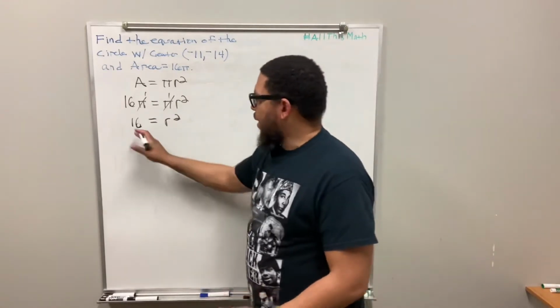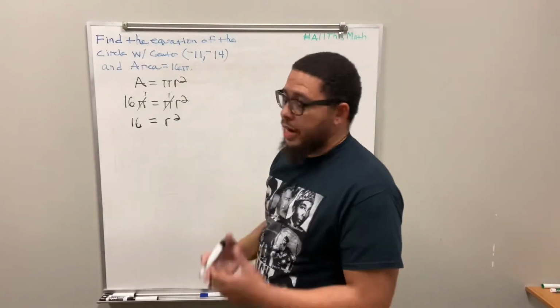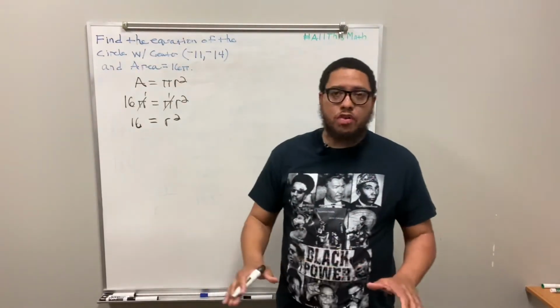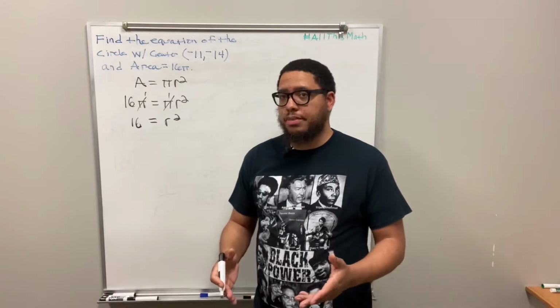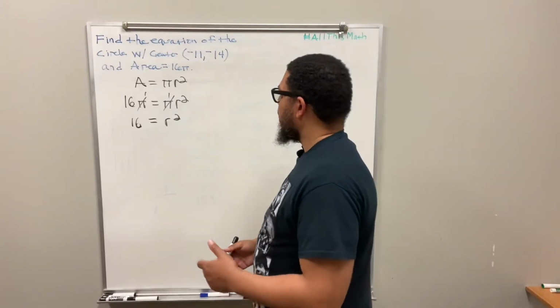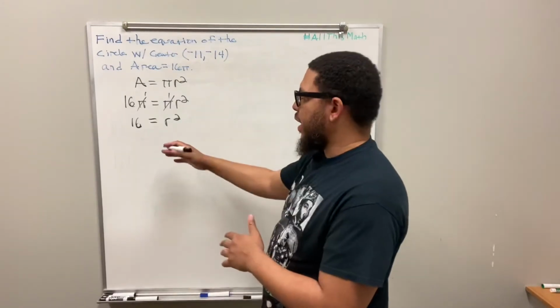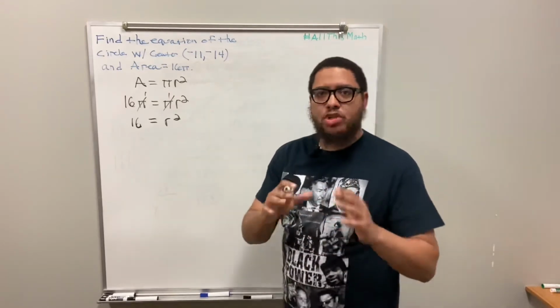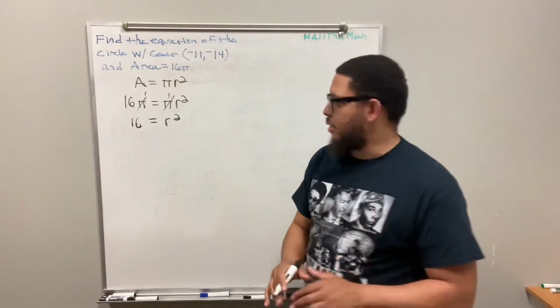All right. So now I got 16 is equal to r squared. Now I want to solve for r. I don't want to solve for r squared. I want to solve for r, right? Now, actually, I could leave it at that, but I want you to get into the habit of solving for r and always know what the radius is, right?